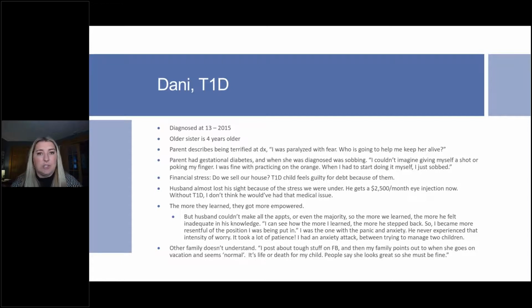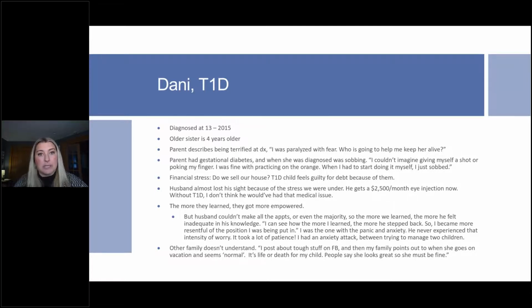Financial distress: her and her husband talked about, do we sell our house? The type 1 child, we know kids are just sponges, even if we're not talking around them, they always seem to hear what we're talking about. The type 1 child felt really guilty for the debt because of them.